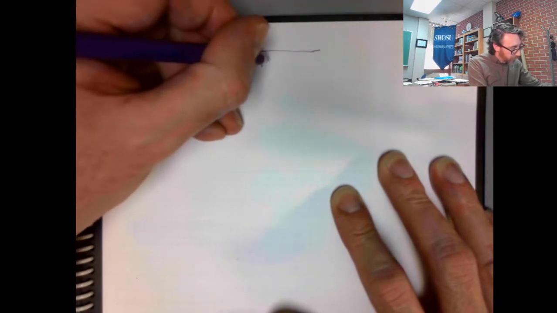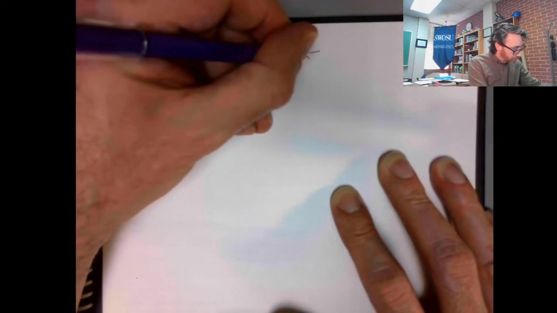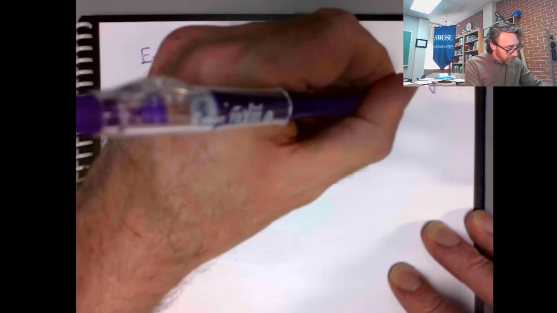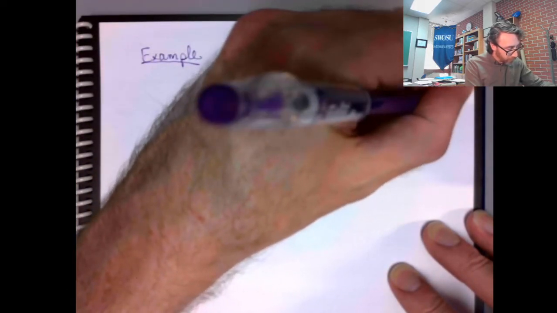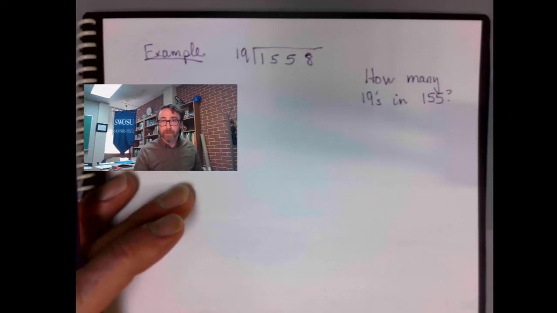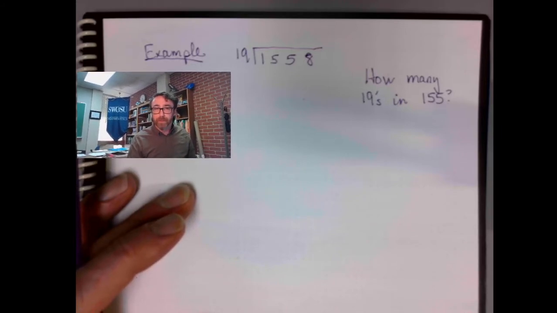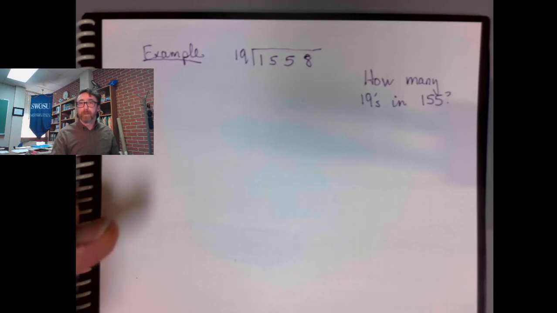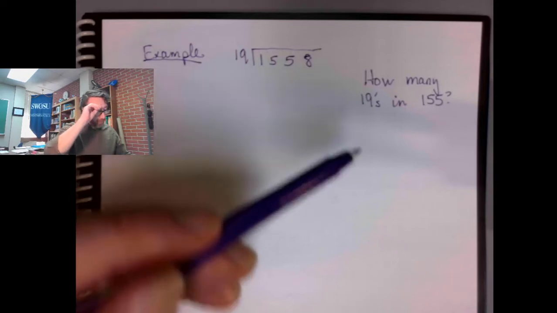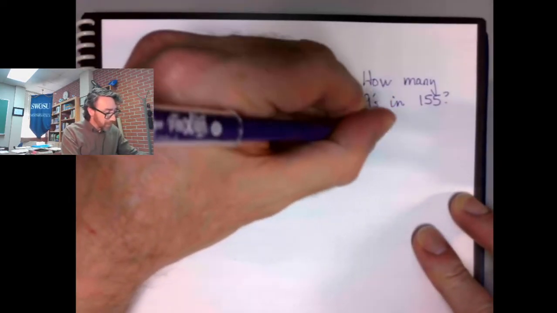19 divided into 1,558. Okay, so the question we're asking ourselves right now is how many 19s in 155? Okay, I'm in the way again. Maybe I'll be out of the way over here. There we go. Okay, how many 19s in 155? Okay, so, well, I don't know. That's hard. What we do is we estimate.